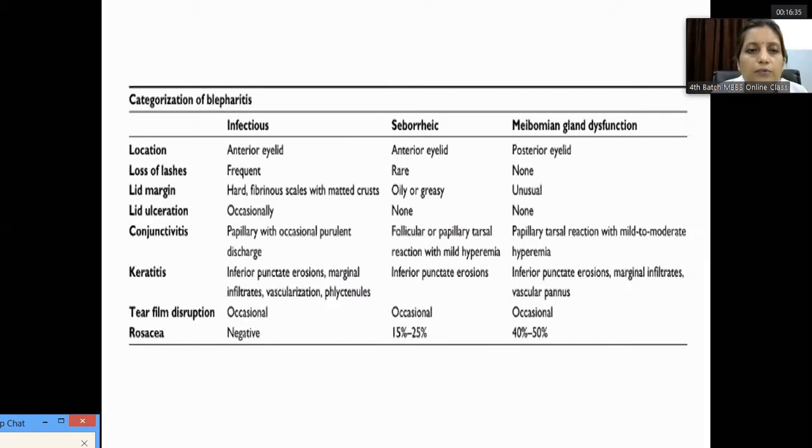There can be a purulent discharge also in the infectious type of blepharitis. In keratitis, you can see inferior punctate erosions, marginal type, whereas in posterior you can also see marginal infiltrates, and sometimes vascular pannus formation, that is vascularization in the cornea. Tear film disruption occurs in all types of blepharitis. Rosacea is negative in the infectious type, whereas in posterior it occurs in about 50% of the cases.